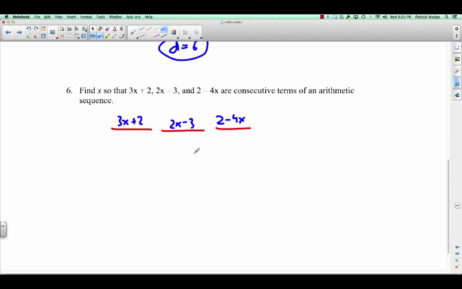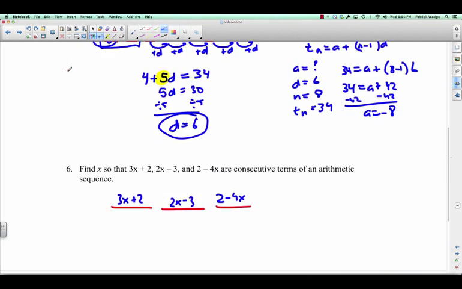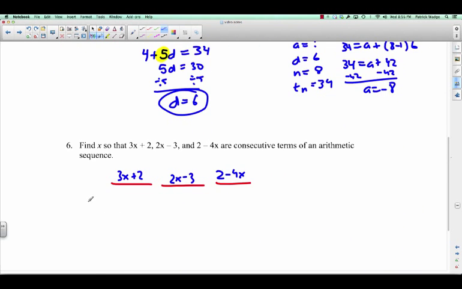How are we going to do that? Well, remember how we get the difference between two terms? Let's look back here for a second. How did we get the difference between these terms? We took the second one and subtracted the first one, and we got 6. We took the third one and subtracted the second one, and we got 6. We can do the same thing here. We can take the second term, which is 2x minus 3, and subtract the first term, which is 3x plus 2. We could also do that here. We could take the third term, 2 minus 4x, and subtract the second term, 2x minus 3. That will give us a difference here and a difference there.